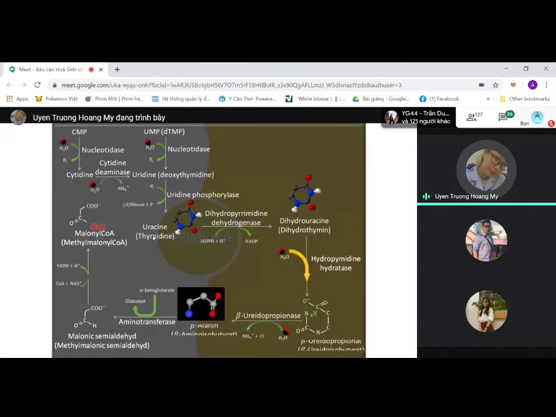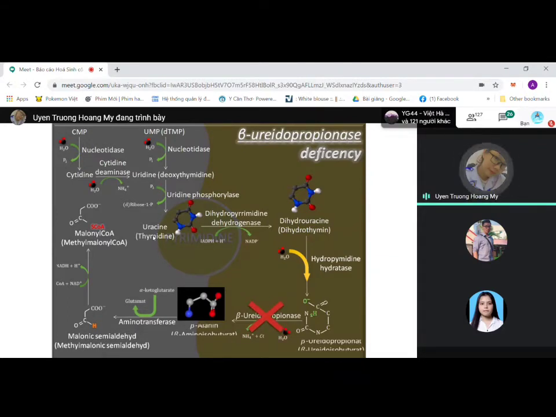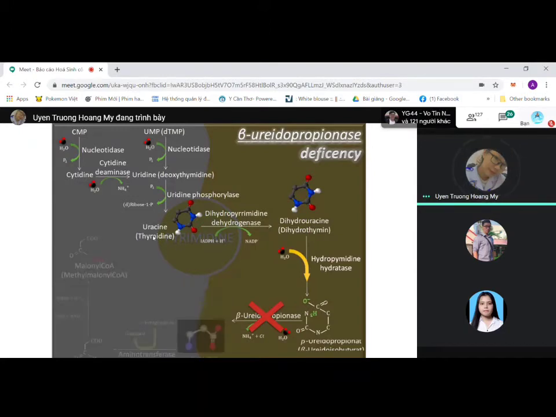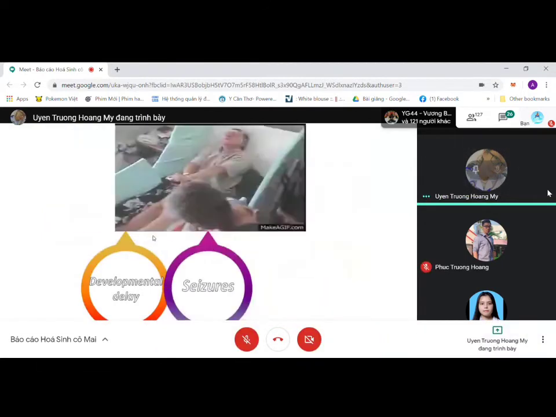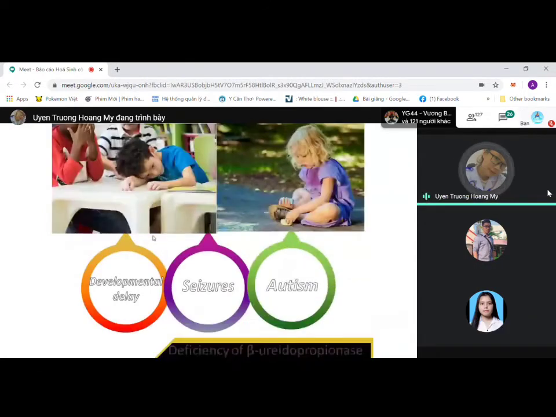And the last one is beta-ureidopropionase deficiency. Loss of this enzyme function reduces the production of beta-alanine and beta-aminoisobutyrate. It may impair the function of these molecules in the nervous system, leading to neurological problems such as developmental delay, seizures, and autism.